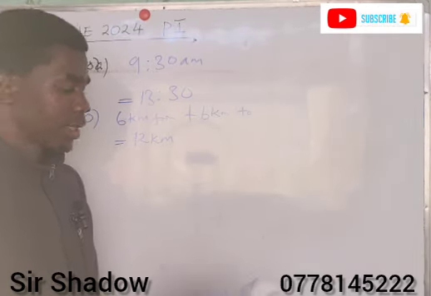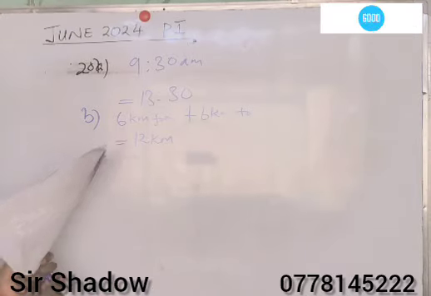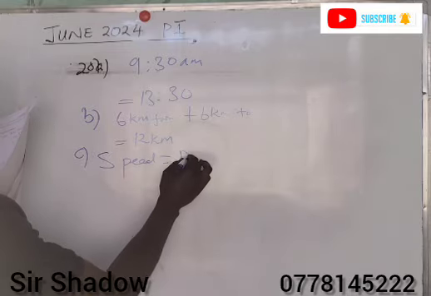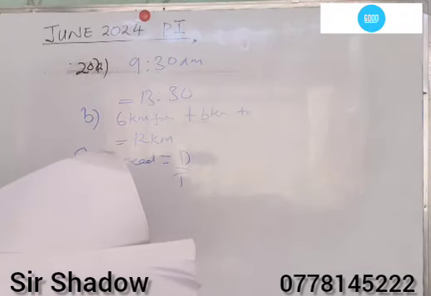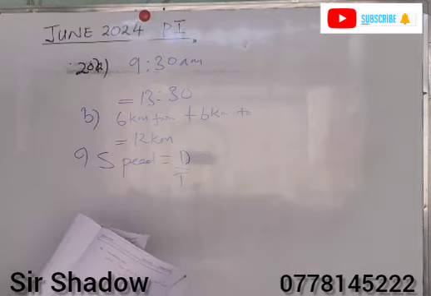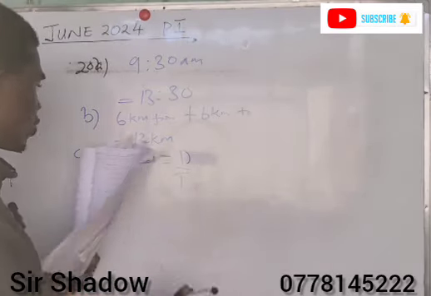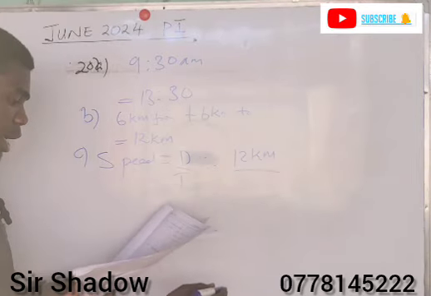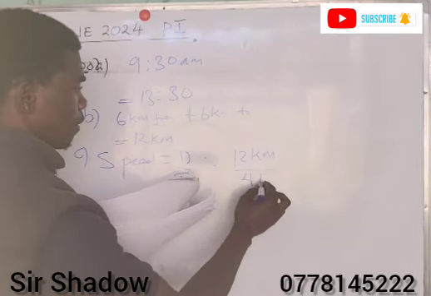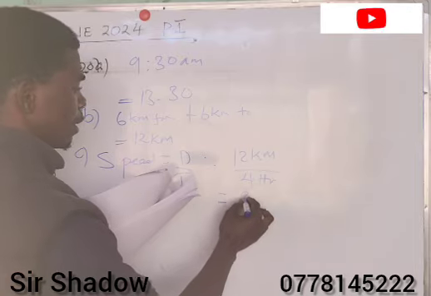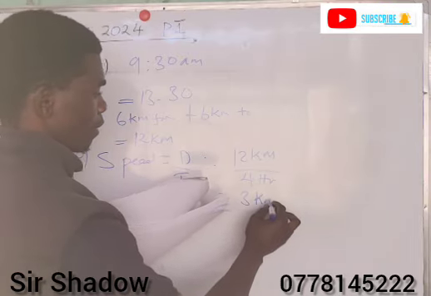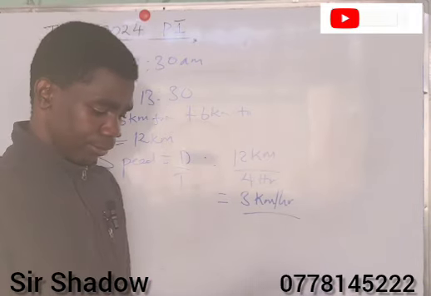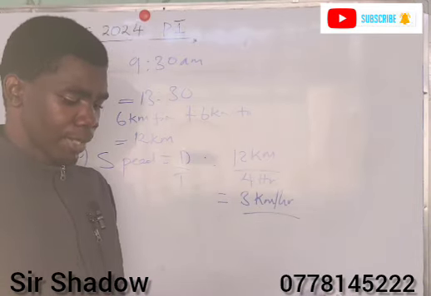We want to find the average speed. Average speed is distance over time. Speed is equal to distance over time. We are given the distance is 12 kilometers over time. Time is 4 hours. It becomes 3 kilometers per hour.